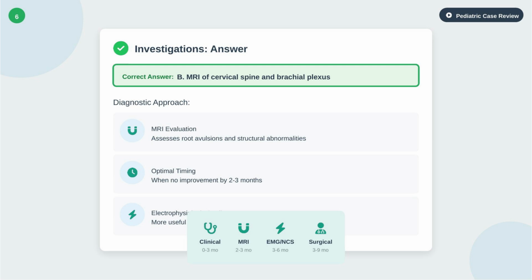In cases without improvement by 2 to 3 months, imaging is indicated to assess for root avulsions or other structural abnormalities that might require surgical intervention. MRI provides detailed visualization of the nerve roots and plexus anatomy. Nerve conduction studies and electromyography are also valuable, but are typically more useful after 3 to 6 months to evaluate denervation. X-rays have limited value except to rule out associated fractures of the clavicle or humerus.